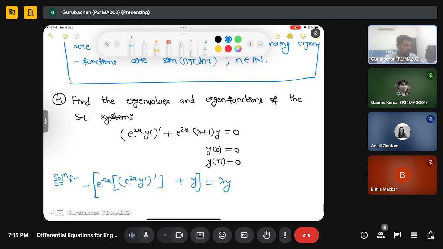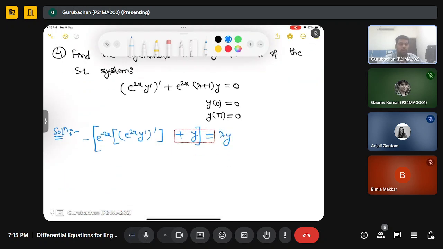I have divided with e to the power 2x minus e to the power minus 2x. Okay, minus e to the power 2x. So from here, you can say Ly equal to lambda y, where L is the operator, which is minus 1 by e to the power 2x d by dx of e to the power 2x y dash, plus what is qx here?